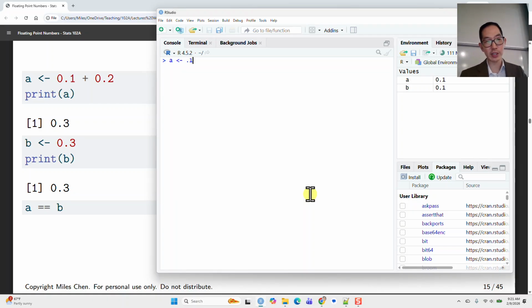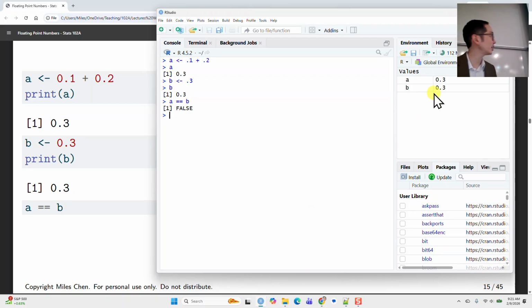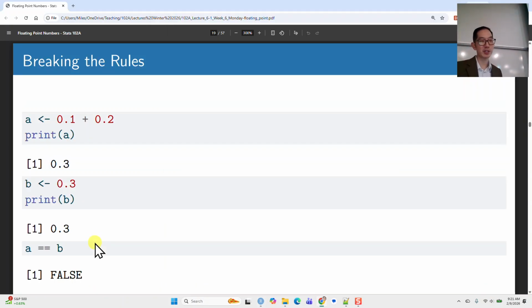Here's another example that could be frustrating. A is 0.1 plus 0.2. That's 0.3. I'm going to say B is 0.3. What's B? A is 0.3, B is 0.3. Is A equal to B? That comes back as false. You're looking in the environment, and it says A is 0.3 and B is 0.3, but they're not equal to each other. So what's going on there?